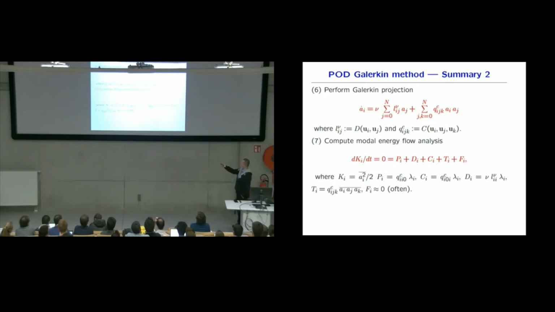As an augmentation, you can look at the dynamics. So this is your dynamical system after the Galerkin projection. You can perform a modal analysis for each of the modes, and the modal analysis will tell you, for instance, what is missing in your approach. For instance, you can see from Fi if you should include the pressure term. You can see from the difference to 0 if you should add some stabilizing terms and so on.